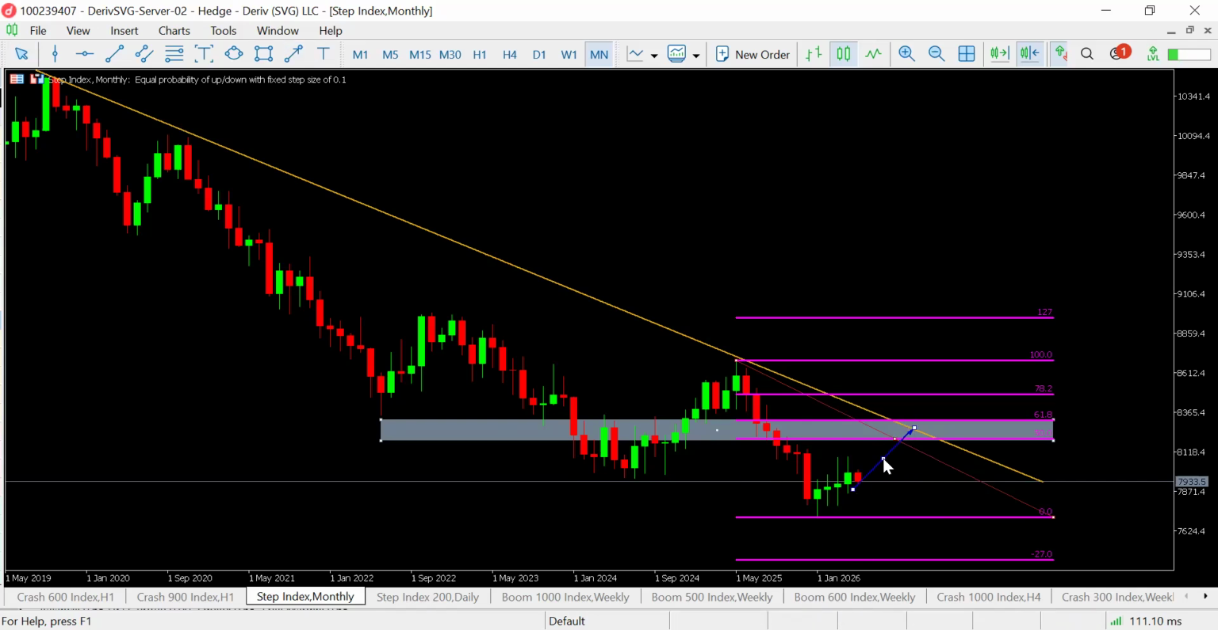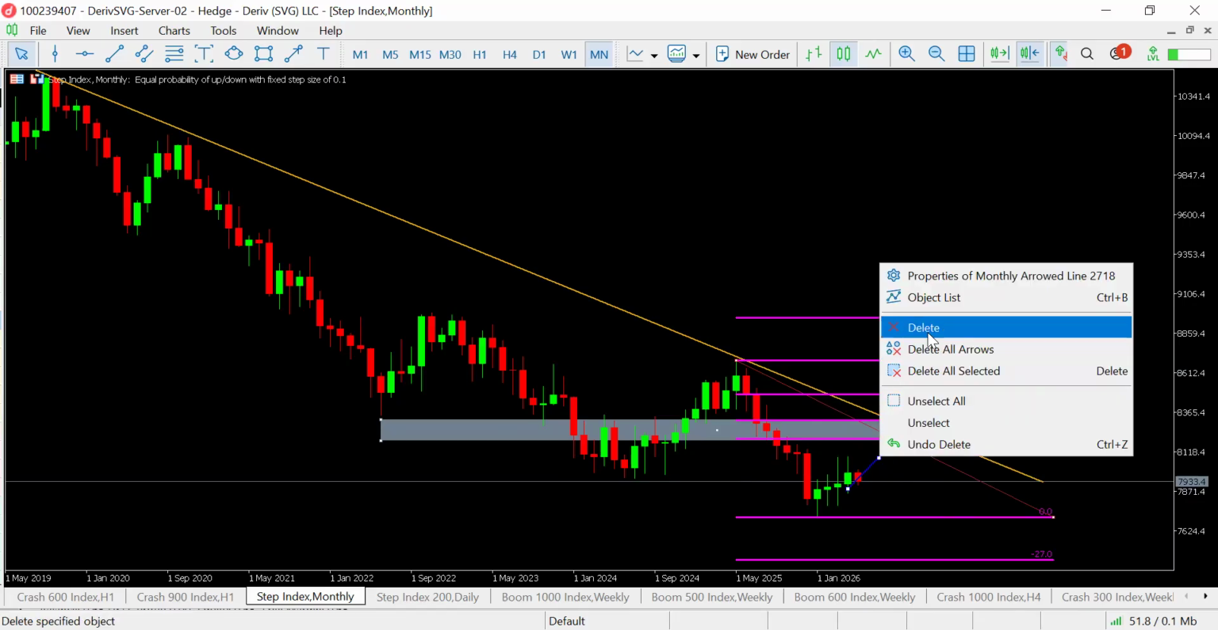So my directional bias as of now would be for price to come into this fib golden zone, 61.8% and 50%, and in the process probably make another touch of this strong trend line. Then it will make a lot of sense for me to start with selling again. So this is my initial take for step index.